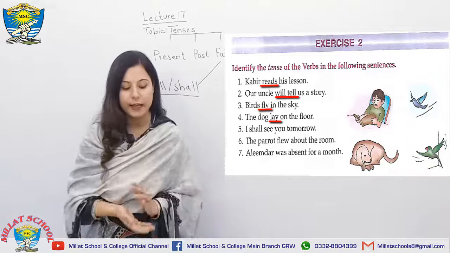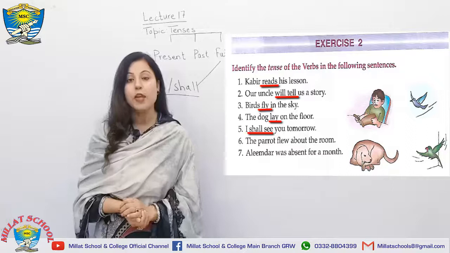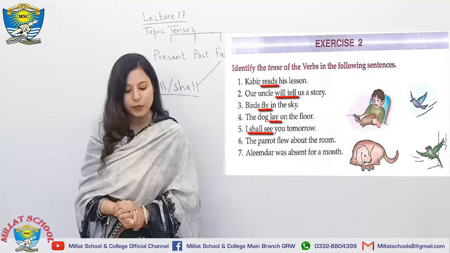Number five, I shall see you tomorrow. Yes, time for future tense. That tells us, by using the helping verb, that we are talking about the future timing. So shall is your what? Helping verb. And see is your future tense. So shall see, future. Number six, the parrot flew about the room. What did the parrot do? Flew. This is your past.